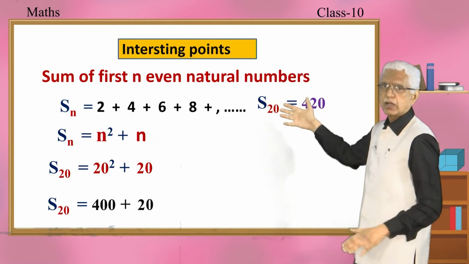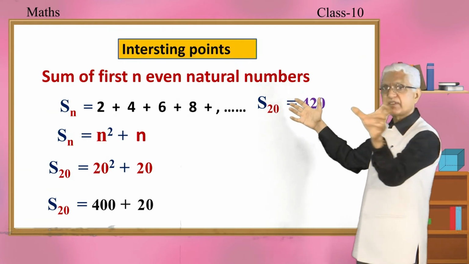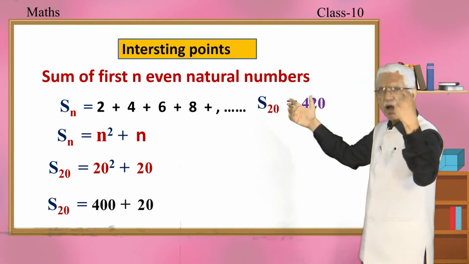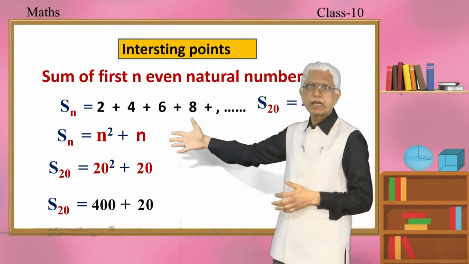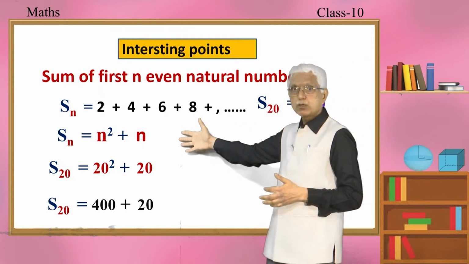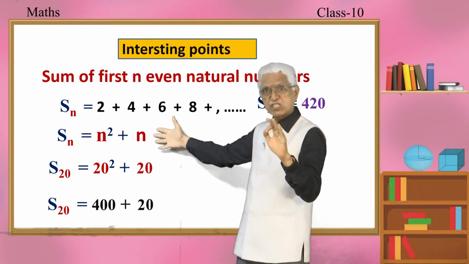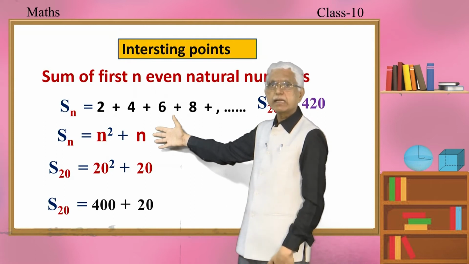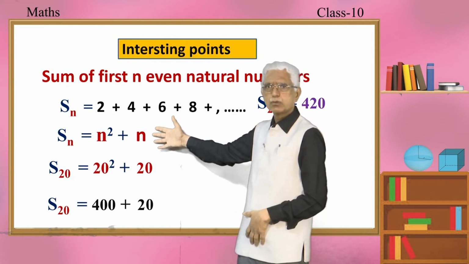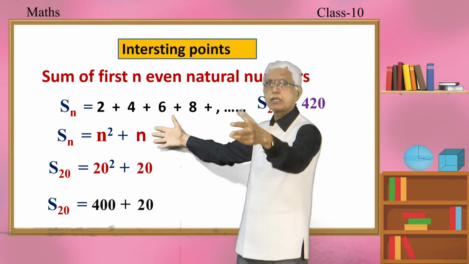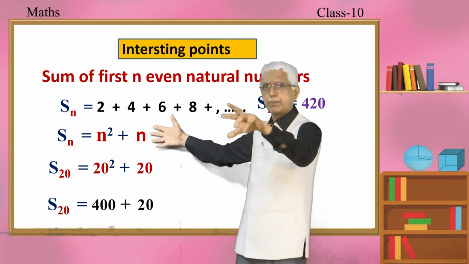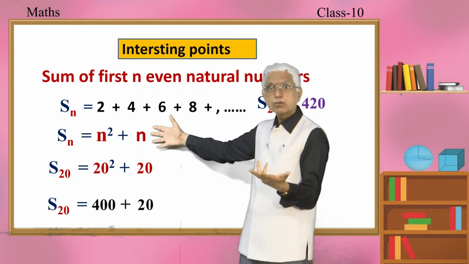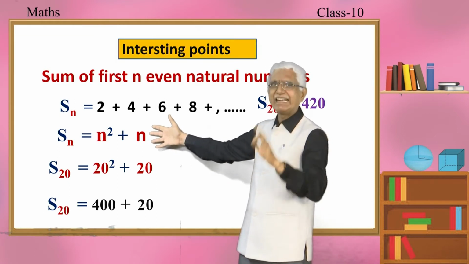Okay, and assume I want to find the sum of the first 20 of them. Here they have already given you the formula, it is n square plus n. If you want to find the sum of the first n even natural numbers, Sn is equal to n square plus n. Is it not an advantage to you? Instead of using n by 2 into a plus l or n by 2 into 2a plus n minus 1 into d, why don't you use n square plus n? You can use it. We will see how we got it a little later, correct?